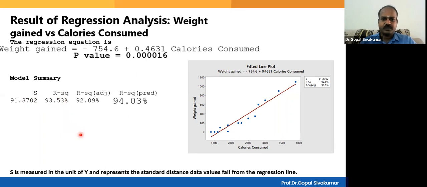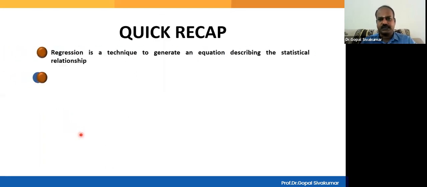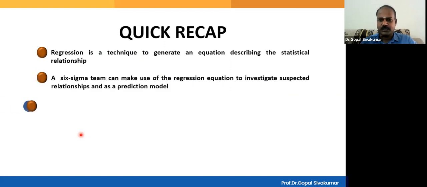All right. So what is it that we have learned in this lesson? Regression is a technique to generate a mathematical equation describing the relationship between the x variable and the y variable. And what is important here is both x variable and y variable should be continuous variables. A Six Sigma team can make use of the regression equation to investigate the suspected relationship between x variable and y variable. And if the regression equation is developed with the lower S value, and if the R square values are good, you can use the regression equation as a prediction model, right? You don't have to do more experimentation. Rather, you can use your regression equation to predict the new observation.